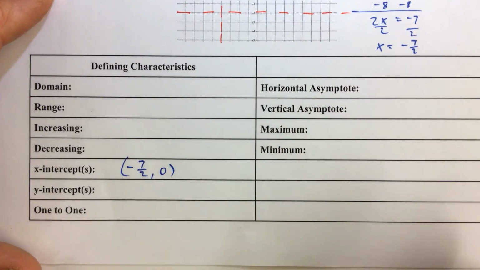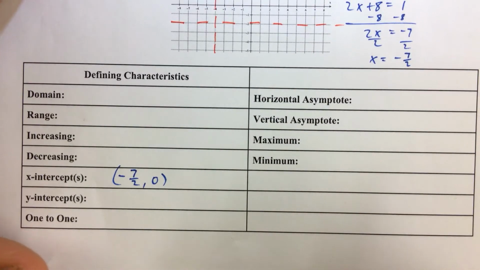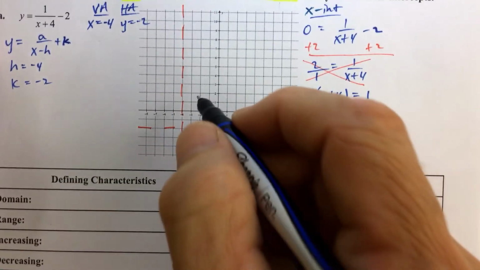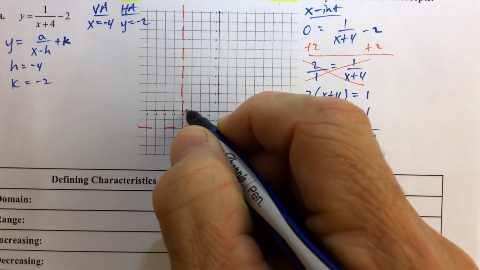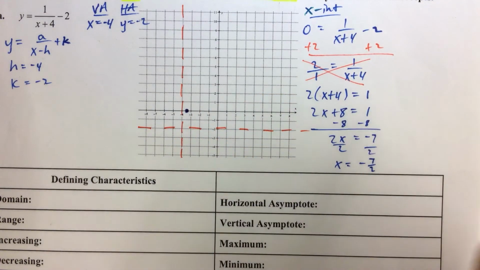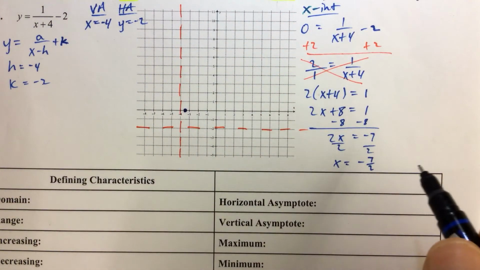Make sure you write your x-intercepts and y-intercepts as coordinates. So -7/2, that's -3.5. So -3.5 is right there. That's our only x-intercept. So it's going to get a little tight here. It's tough to draw that graph.